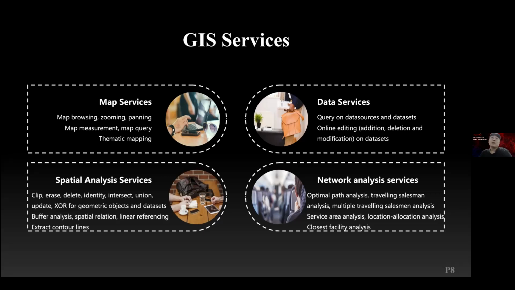And the last one is the network analysis service, such as the optimal path analysis, traveling salesman analysis, multiple traveling salesman analysis, service area analysis, location allocation analysis, and closest facility analysis. But in this training, we won't discuss the network analysis because we don't have enough time. And we hope that if you want to submit your own development result to join the SuperMap.js contest, it's highly suggested to use the network analysis, such as the optimal path analysis. It's very useful. It can help us to get the shortest path from the start point to the end point.